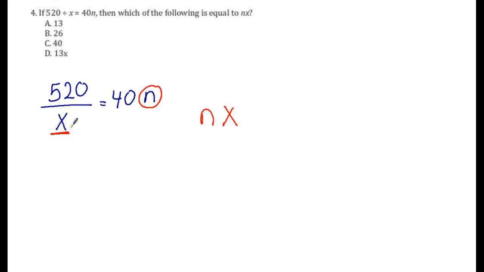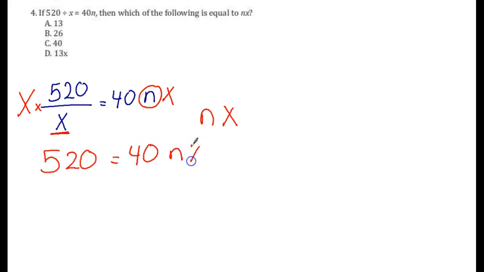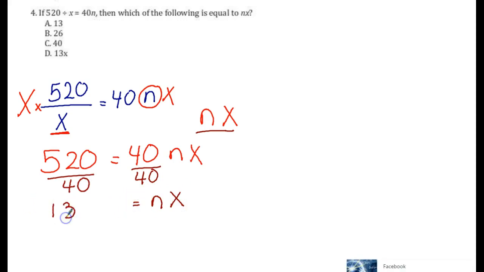So when we use inverse operations, we'll multiply both sides by x. So we'll end up with 520 equals 40nx. Now, we don't want 40nx, we just want nx. So I'm going to divide both sides by 40. So nx equals 13, which is A.